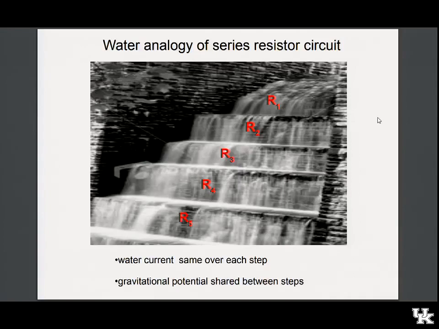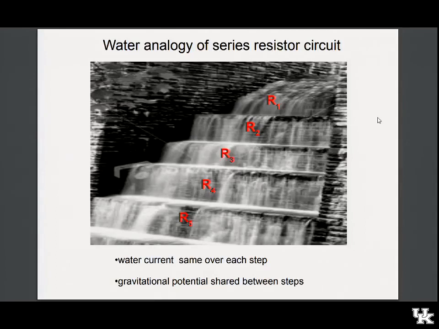Is an analogy to current flowing through series resistors. Think of each step as a resistor. So the water flow, the water current, is the analogy to the charge flow or the electrical current. The drop with each step is an analogy to a change in gravitational potential. A drop in gravitational potential is analogous to the change in electrical potential, or drop in electrical potential, across resistors.